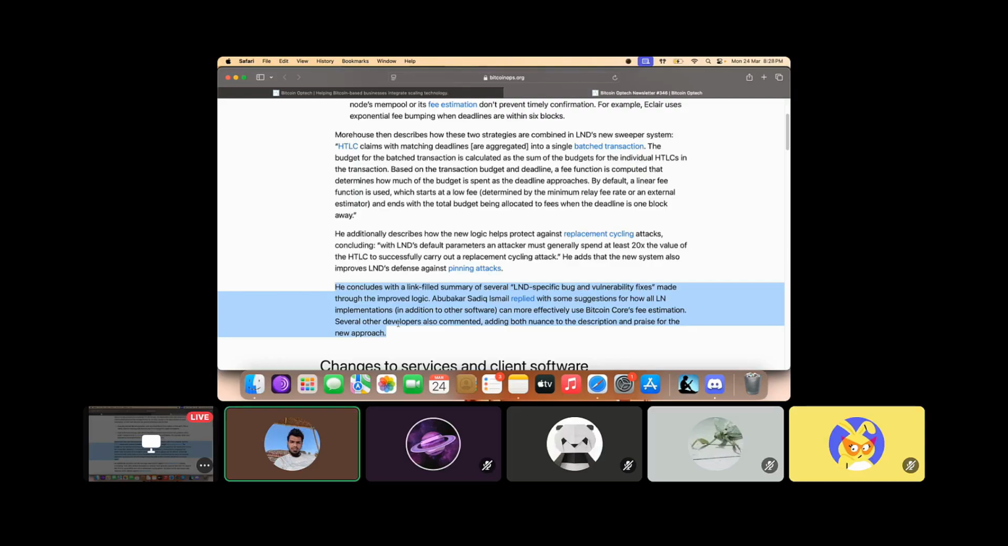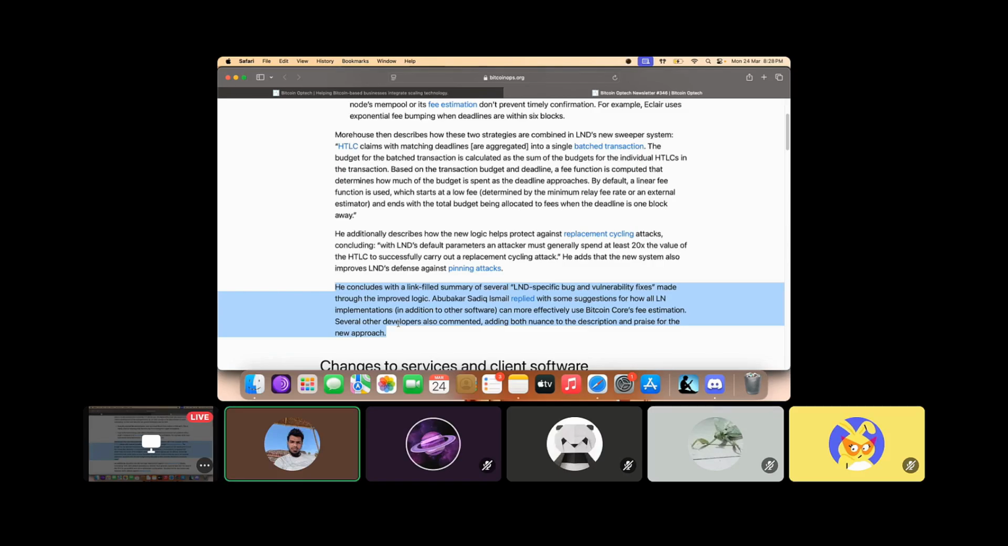Okay, so now we saw how this sweeper mechanism that LND has proposed works for fee estimation of pre-signed contracts. It utilizes both mechanisms, querying external fee estimators as well as exponentially incrementing the fee rate, and how it batches the transactions, the pending HTLCs, and how it batches the sum of each individual HTLC. Now, what are the benefits of this? Some of them we've already discussed. The two other benefits that the proposal highlights are one, replacement cycling attacks, and two, pinning attacks.